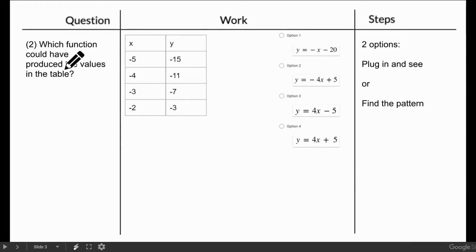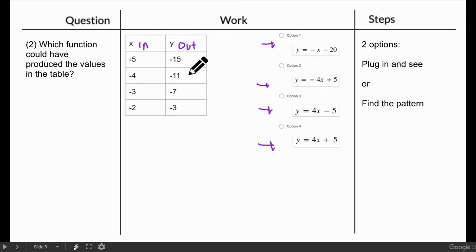Which function could have produced the values in the table? So we have a table here given some inputs and outputs. Remember, our x values are our inputs, our y values are our outputs. And then we're given these equations here, and we're trying to figure out which of these equations or which function would match up with this table.